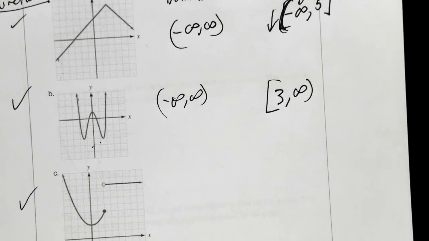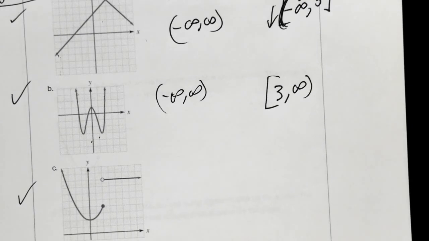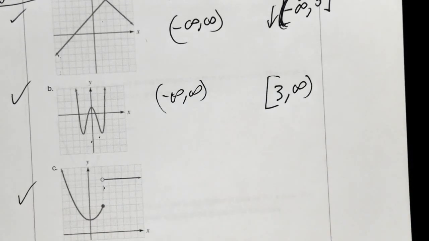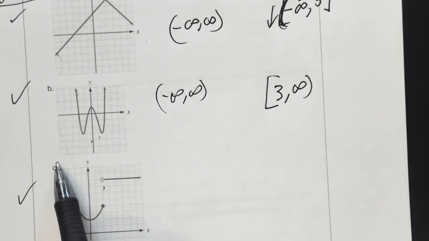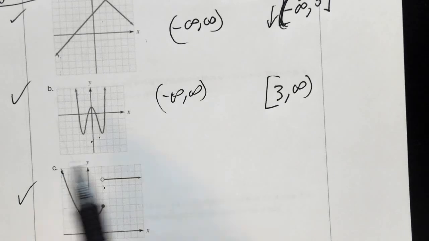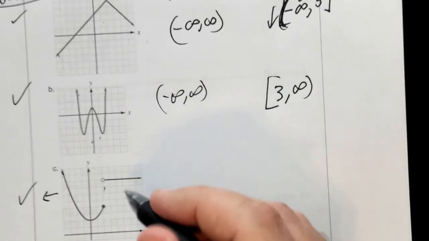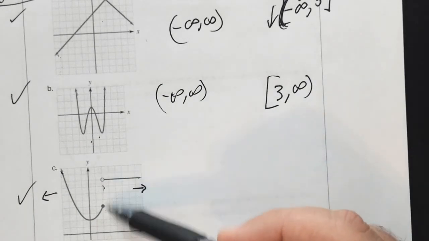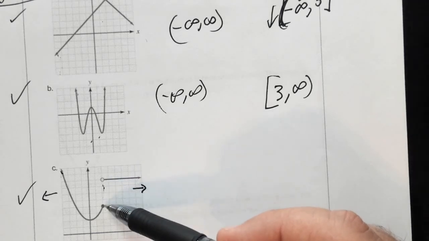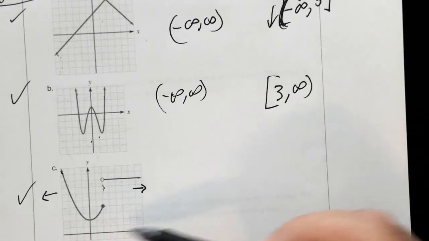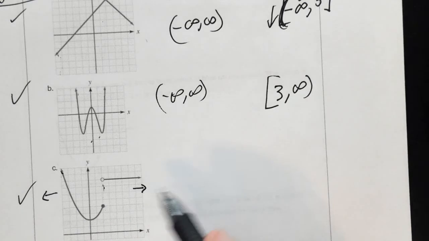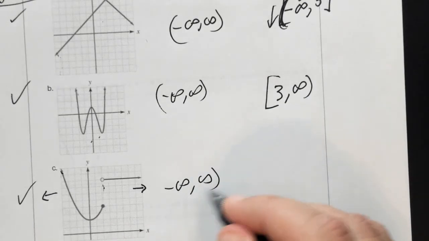Okay? Now, we get to something like C. Okay? C, we have this gap that we have to deal with. Now, where do we have to deal with it at? Well, notice this arrow is going up forever, but it also goes out forever. So this thing is going forever that way, and this is going forever this way. Now, because these two dots line up on top of each other, but one's open, one's closed, so it's a function, there is no gap as I go across the x-axis. Everything on this x-axis has a y value. Everything over this x-axis also has a y value. So it is still all real numbers.